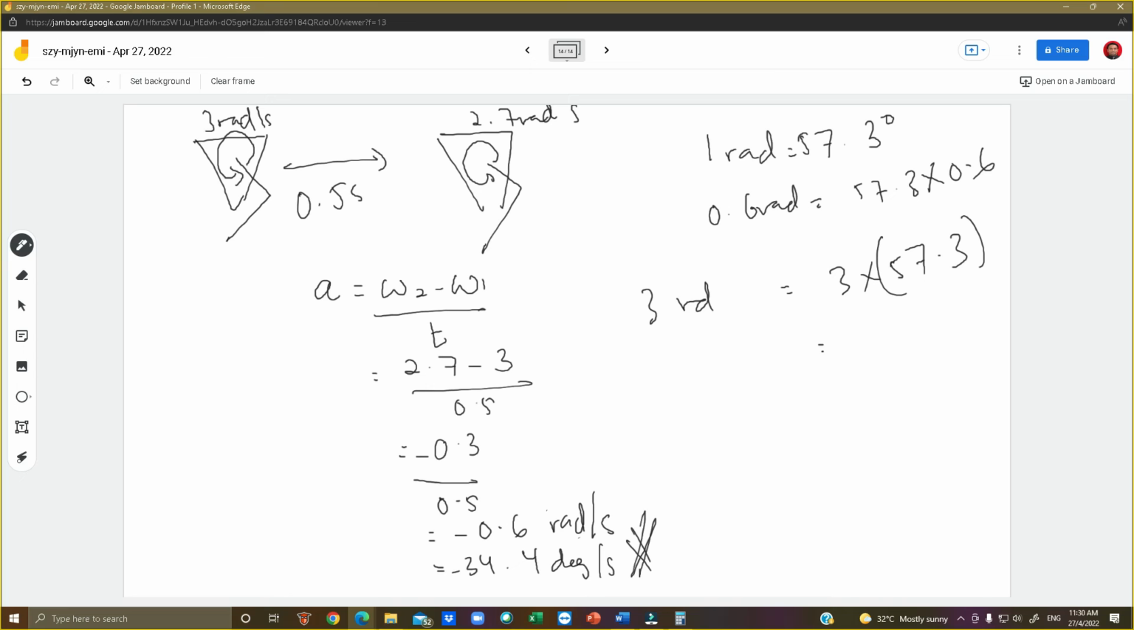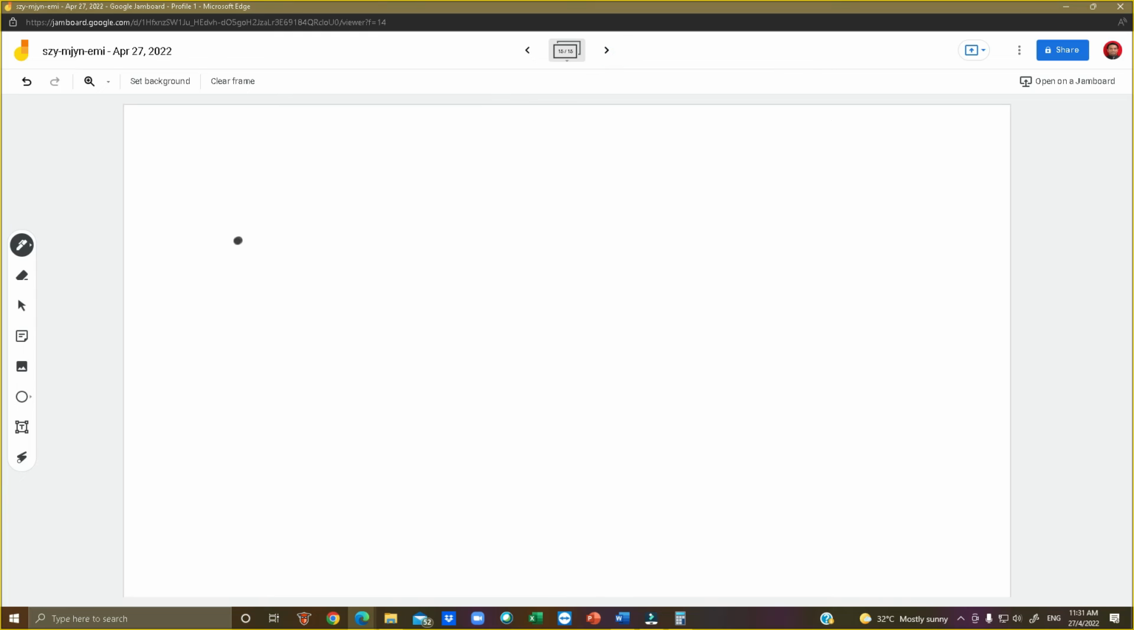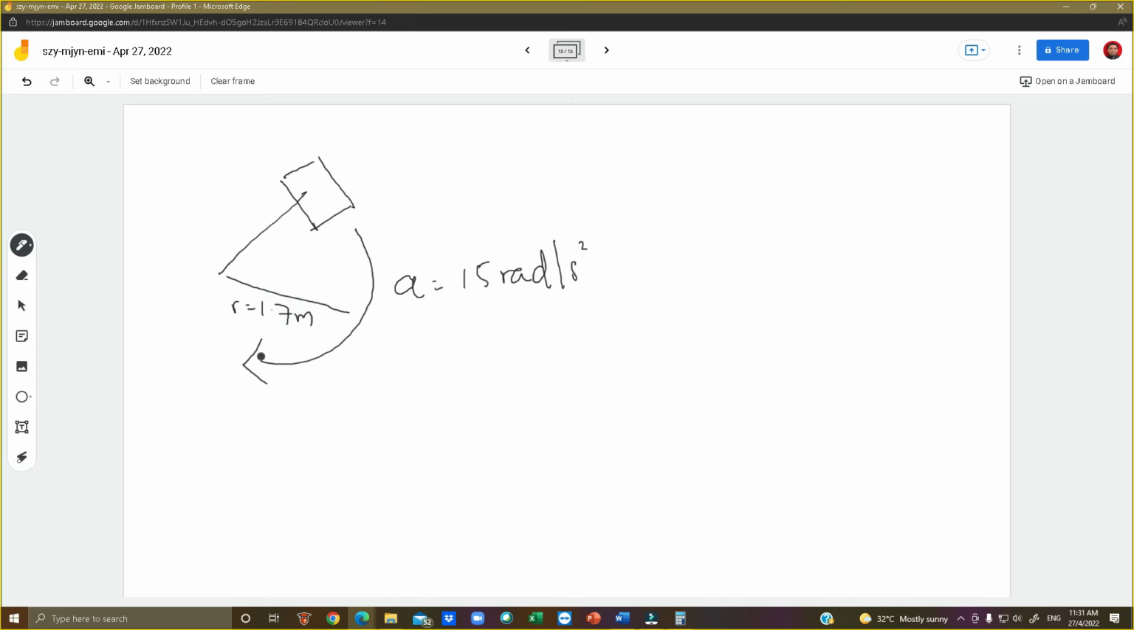Saya nak cari acceleration sekejap. Okay. Kita ada satu hammer. This hammer is being accelerated at 15 radian per second square. Means that dia ada satu acceleration at 15 rad per second square. Okay. Katalah radius of rotation dia punya R equals to 1.7 meter. What are the magnitude of radial and tangential acceleration?